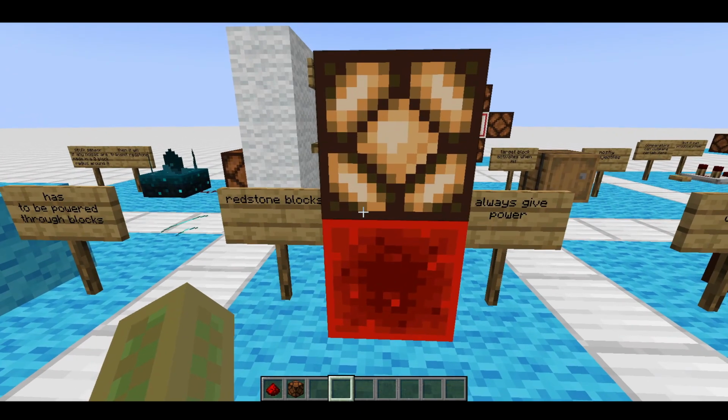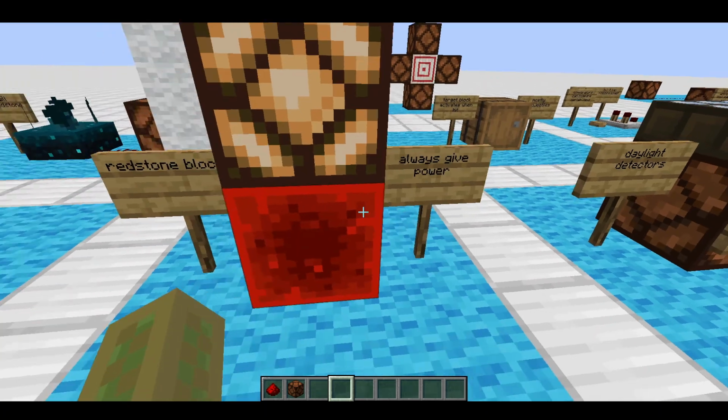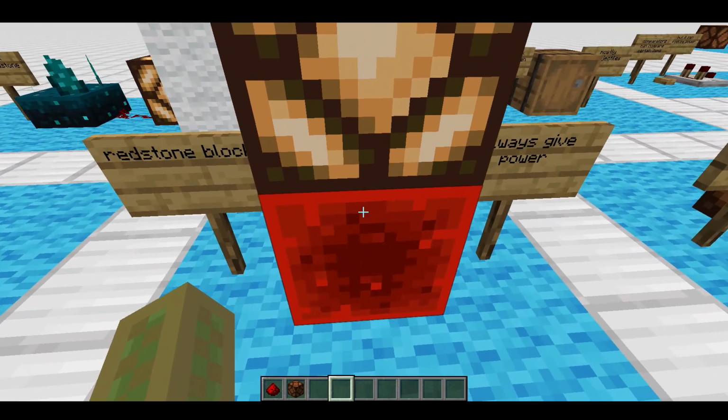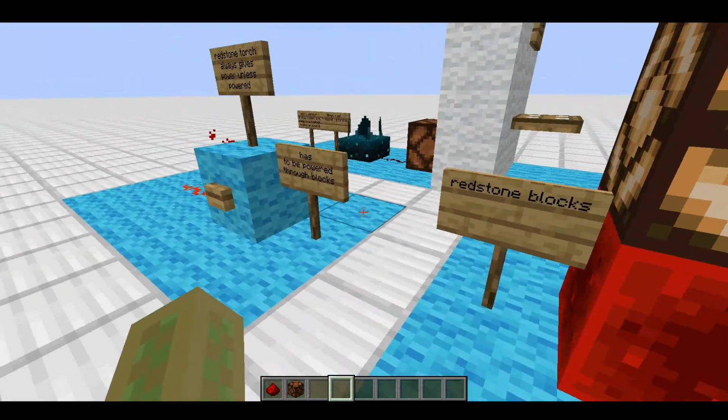Next is the redstone block. Redstone blocks always give power. So it doesn't matter what you do, you cannot disable this. It will always give power to things around it. Pretty nice.